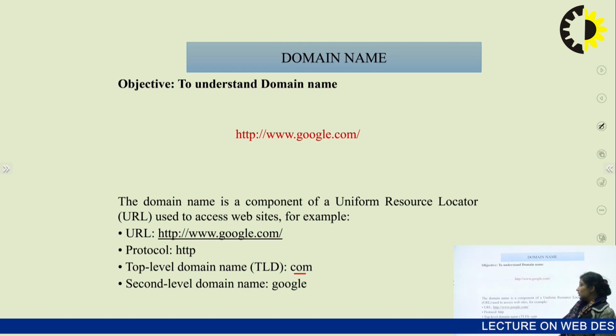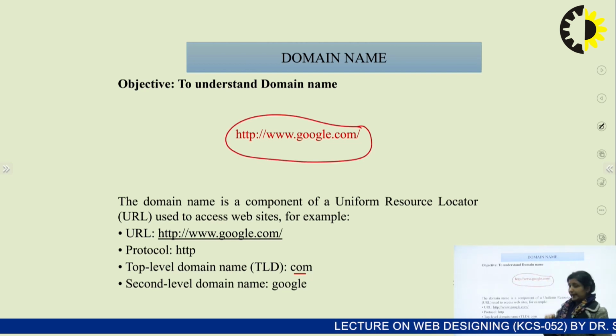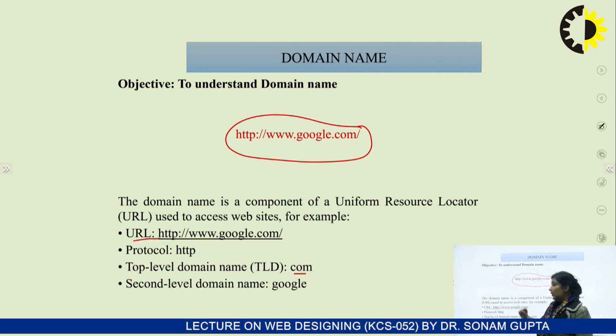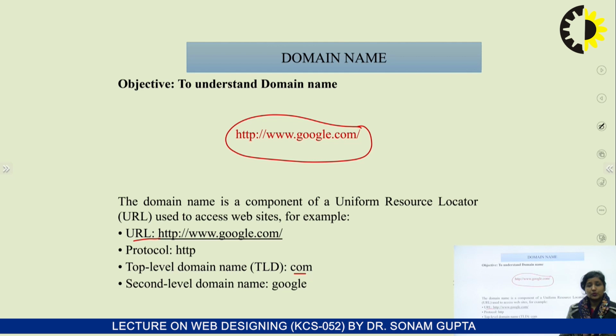www.google.com. So basically it is divided into various parts. This whole portion, the whole name, http google.com, what is this? This is known as a URL. What is a URL? URL is the Uniform Resource Locator.